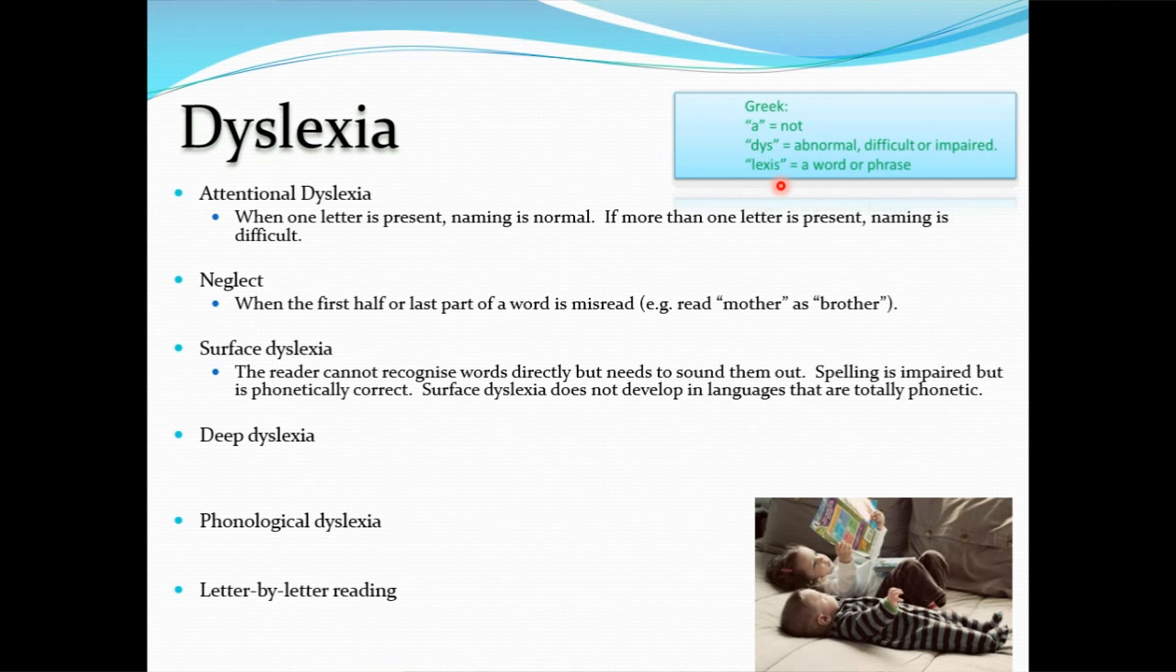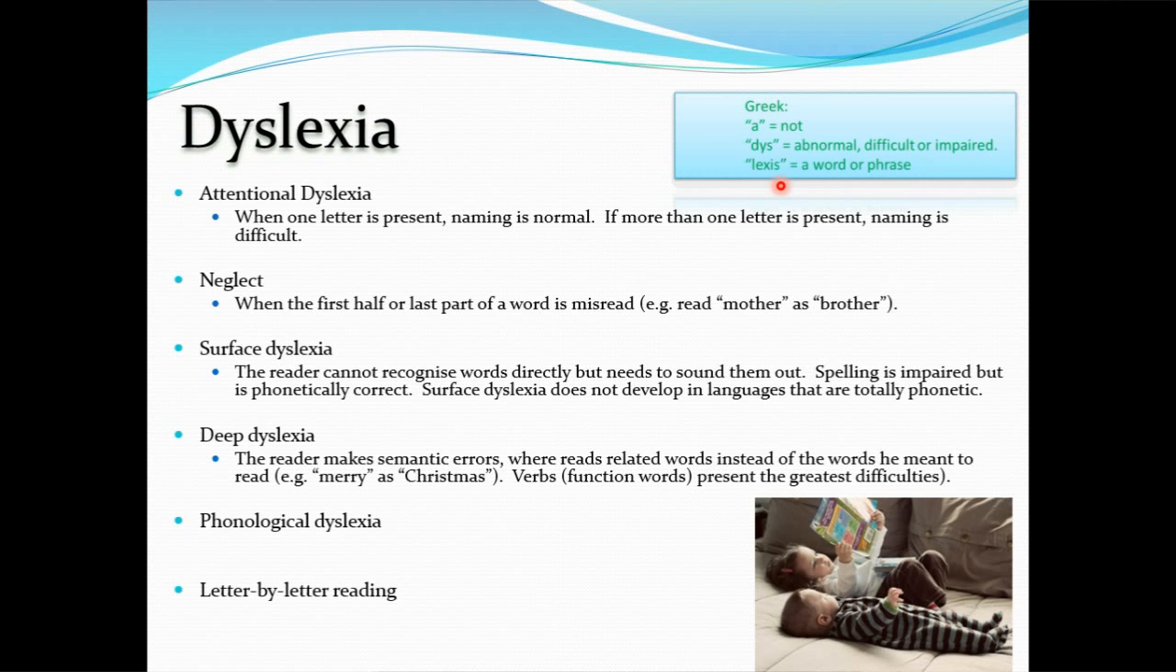Surface dyslexia does not develop in languages that are totally phonetic. So you can understand that, you get some languages that are very phonetic, then people are not going to make these mistakes. It's because they have the difficulty when the words are not phonetic and it's difficult to spell them.